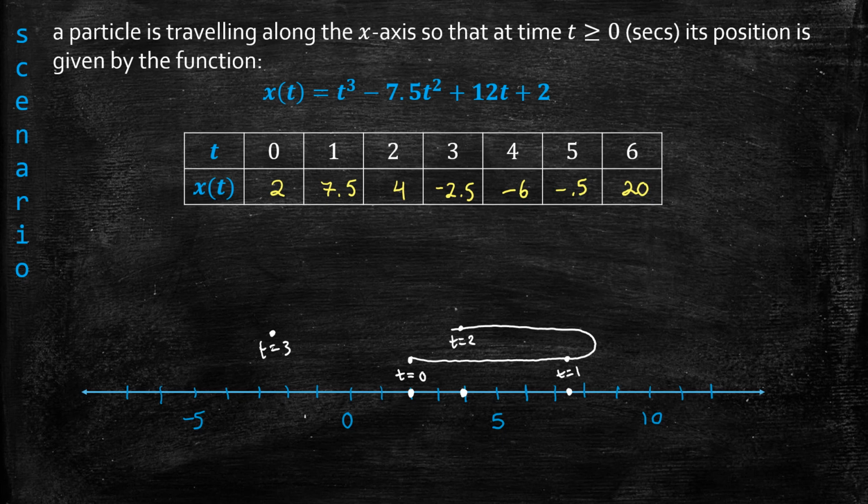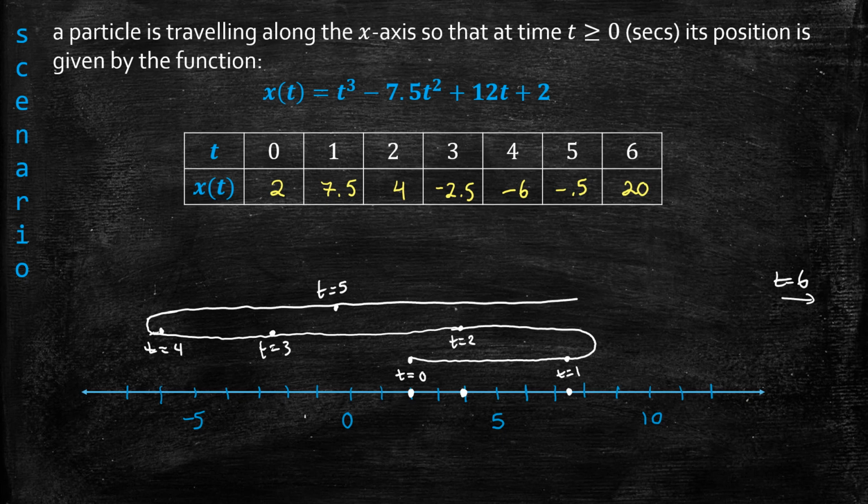At t equals 4, it's at negative 6. So t equals 4. So it seems to be heading back. Again, we're not sure where it turns around. It could be somewhere between 4 and 5. So at t equals 5, it's at negative 0.5 here. And at t equals 6, wow, it looks like it's shot off to the right. So somewhere along here is going to be where t equals 6. So it seems like this is the motion.